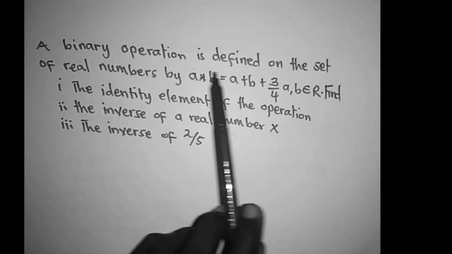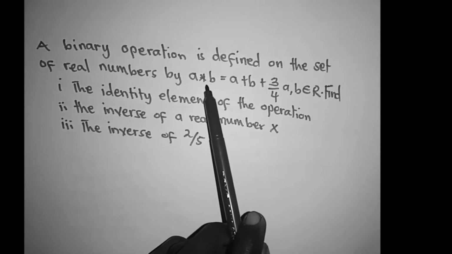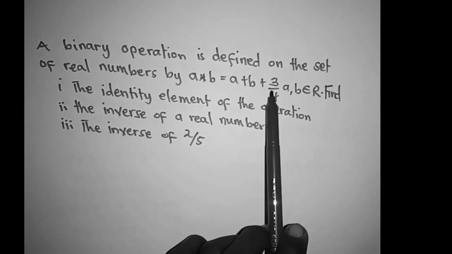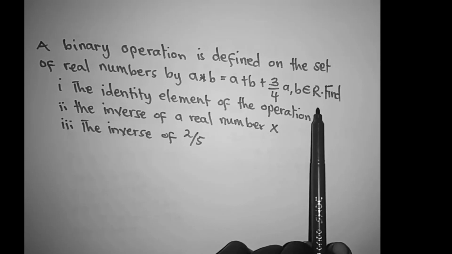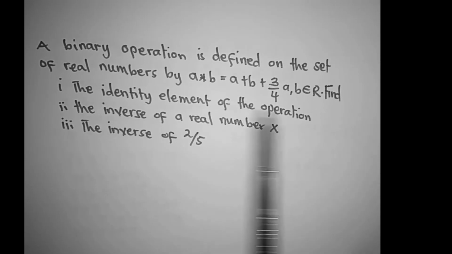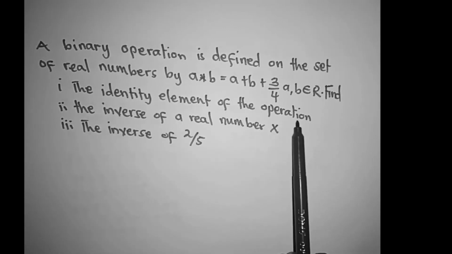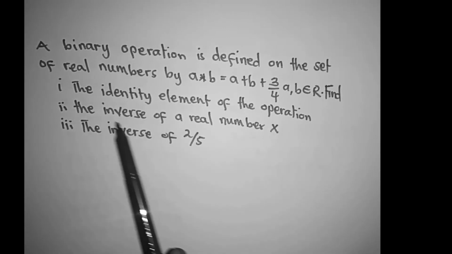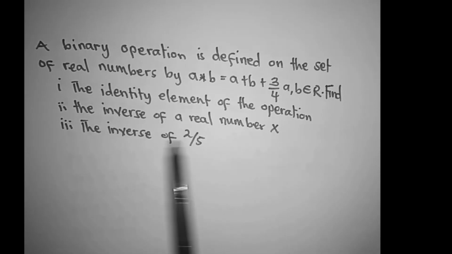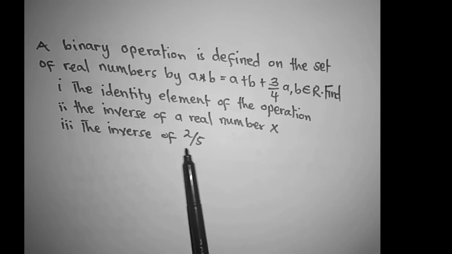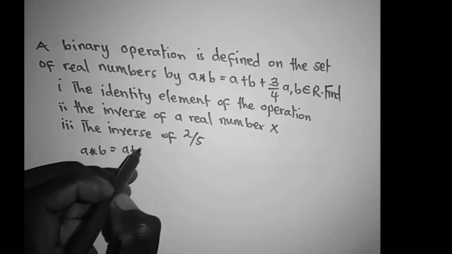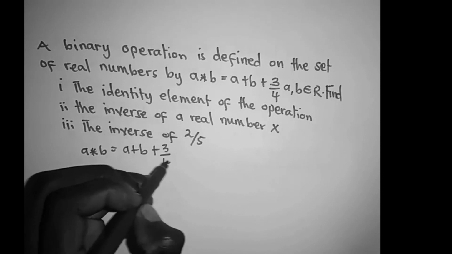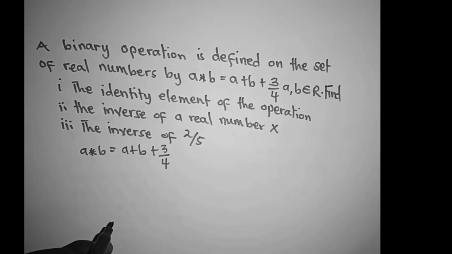A binary operation is defined on the set of real numbers by A operation B equals A plus B plus 3 over 4, where A, B are all members of the real numbers. Find the identity element of the operation, the inverse of a real number x, and the inverse of 2 over 5. So A operation B equals A plus B plus 3 over 4. What is the identity element?